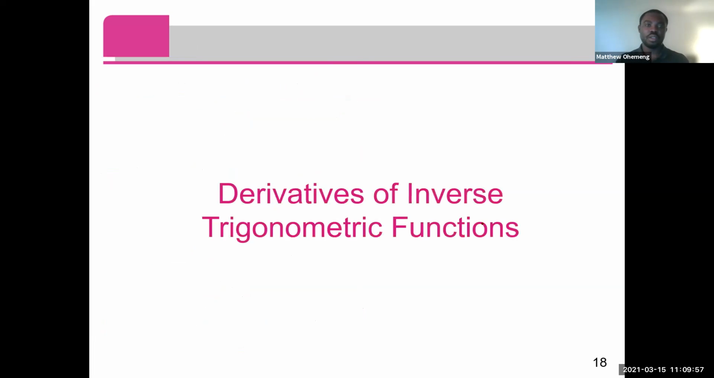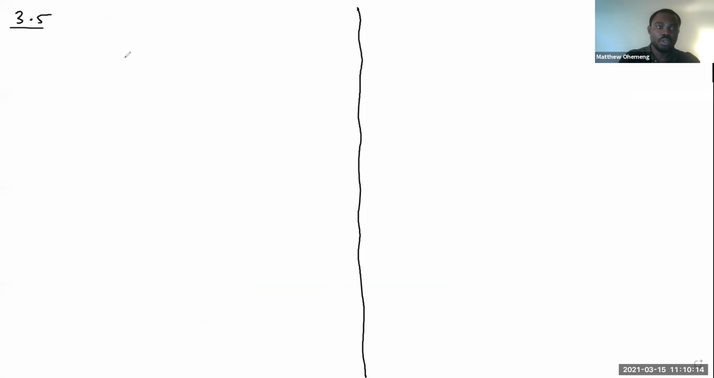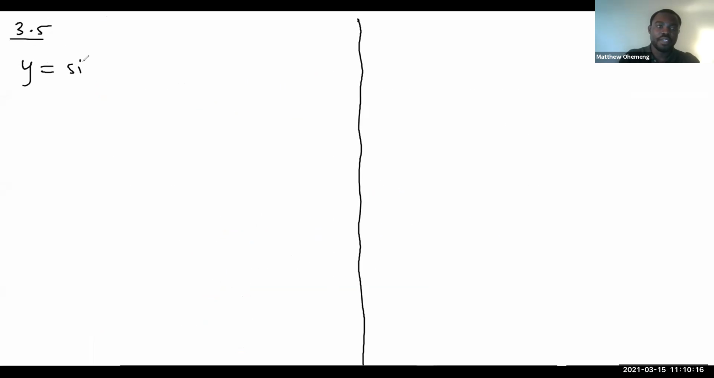So now we're going to learn another group of derivative rules. This is about inverse trigonometric functions. For inverse trigonometric functions, let's start with the sine. For that one, let's derive it on the whiteboard, and then I'll walk you through this on the PowerPoint. So suppose we have y equal to sine inverse of x.